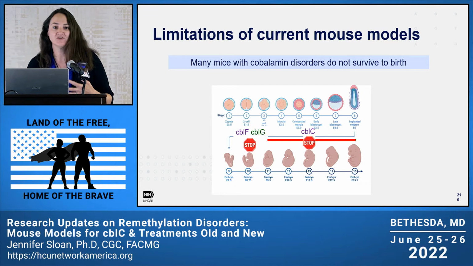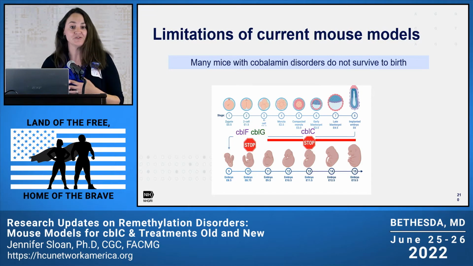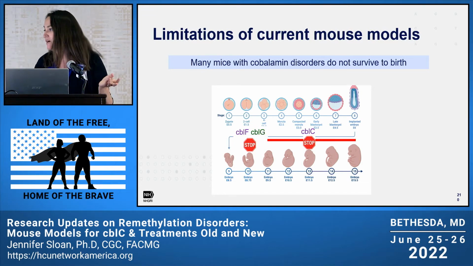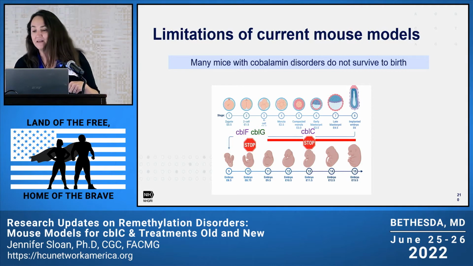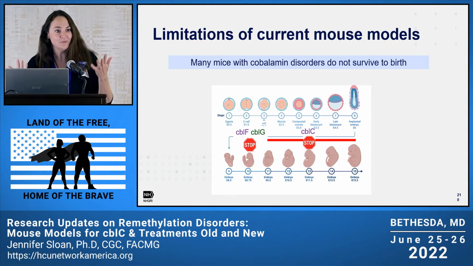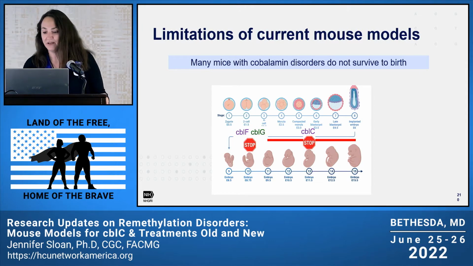So it's a really big challenge in our field, and we don't really understand why, but obviously vitamin B12 is very important for development in mice. In humans, we know they get born, and we see patients after birth. But in mouse models, it's just a little bit different. Again, the differences between human and mice. So that's a huge limitation.